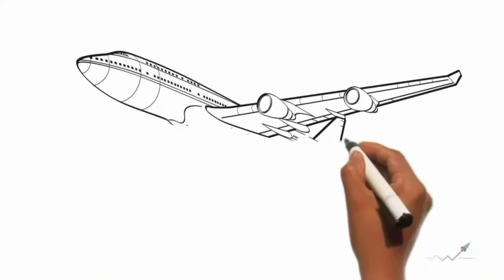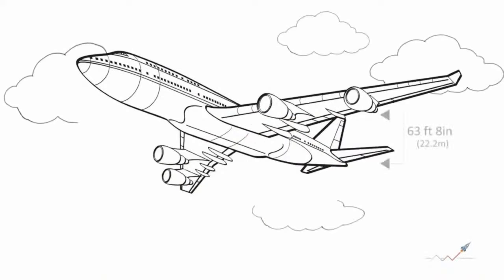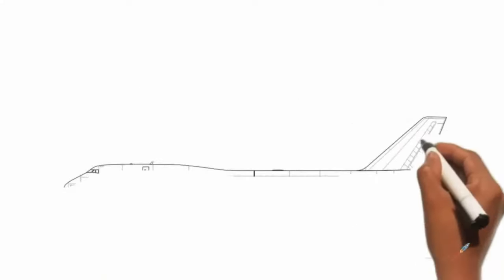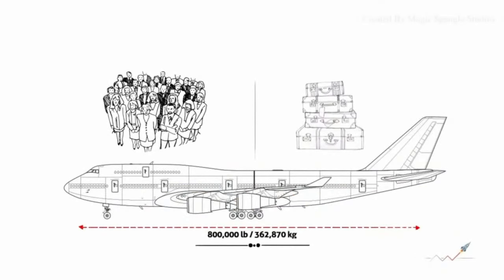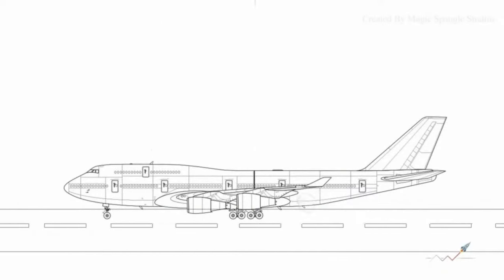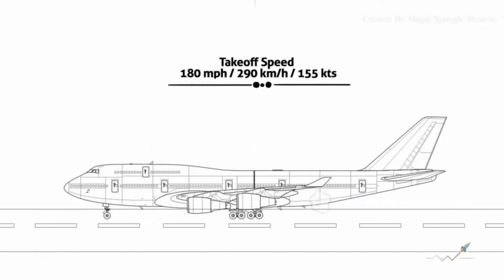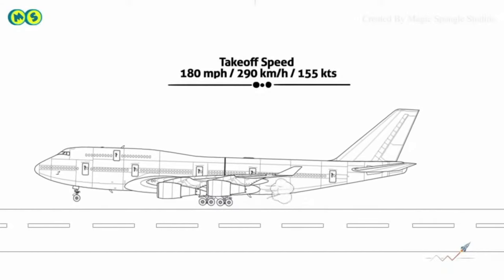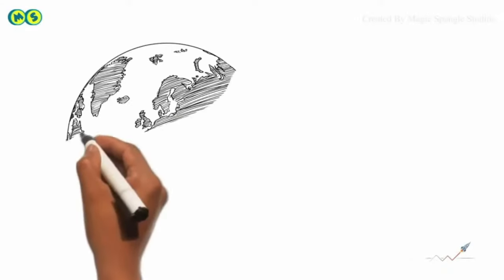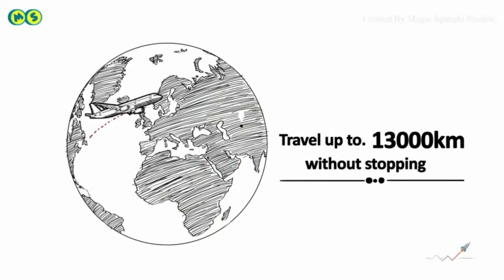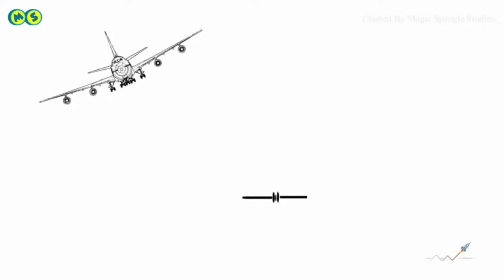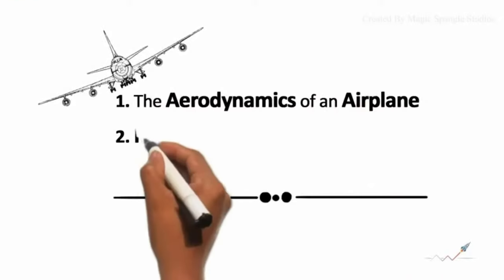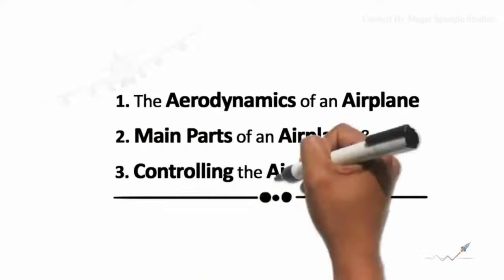If you have ever flown on an airplane, you know that it's an enormous-sized, amazing machine. A typical 747 can carry more than 500 passengers and weighs around 800,000 pounds when taking off. Yet it rolls down the runway at a speed of 290 kilometers per hour and, as though by magic, lifts itself into the air and can travel up to 13,000 kilometers without stopping. Incredible, isn't it? Today, we are going to learn how an airplane flies in a very simple way by going through the aerodynamics of an airplane, the main parts of an airplane, and controlling the airplane.